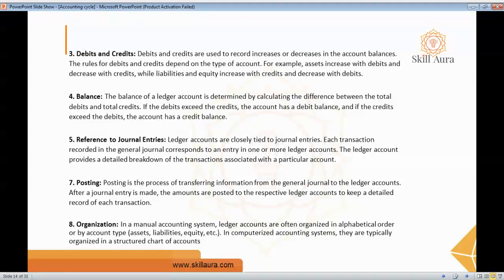The next one is organization. Here, in a manual accounting system, ledger accounts are often organized in alphabetical order or by account type, that is assets, liability, and equity. In a computerized accounting system, they are typically organized in a structured chart of accounts.